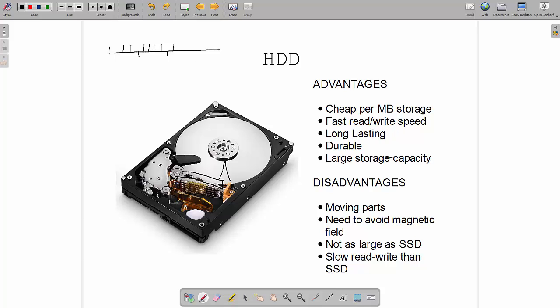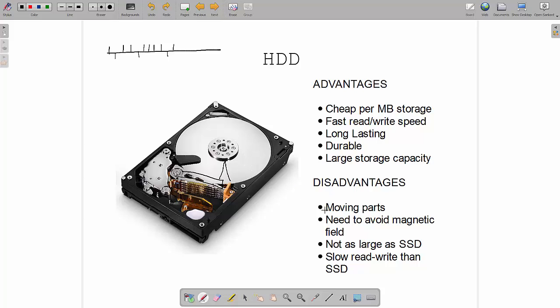They've got a fast read write speed compared to things like CDs and DVDs. They are long lasting, and they're generally quite durable. If you ever open one up, they are immediately destroyed. But generally, unless you open it up, they're relatively durable. They have a large storage capacity. You can get these now in terabytes quite cheaply, okay? And as it says here, they've got a cheap per megabyte storage. So what we mean is the amount of money, the amount of dollars or euros or pounds that you're paying per megabyte is quite low with one of these.